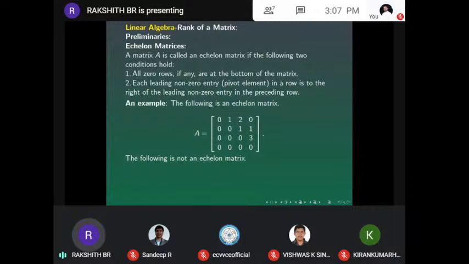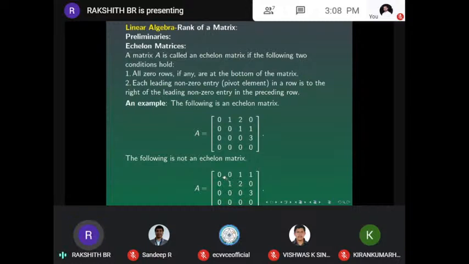Let me consider one more example where we can conclude that this is not an echelon form. If you consider this matrix A, you can see that it satisfies the first condition, that is, all zero rows, if any, are at the bottom. Fine. Now we check whether it satisfies condition 2. If you have a look at the second row, its first non-zero entry is 1, but this is not towards the right of the leading non-zero entry in the preceding row. It is towards the left of the leading non-zero entry in the previous row.